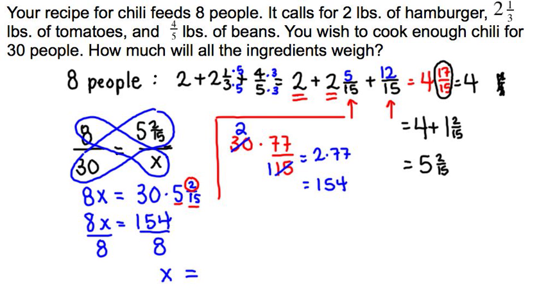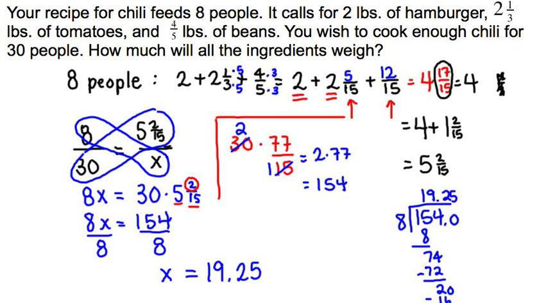X is going to equal, we'll do this long division, 8 goes into 15 once, 8 goes into 74 9 times, remainder of 2. I'm going to get the decimal form for this. I'm going to bring down a 0. 8 goes into 20 2 times, leaving me with 16. Remainder of 4, 8 goes into 40 5 times. So my answer is 19.25 pounds.